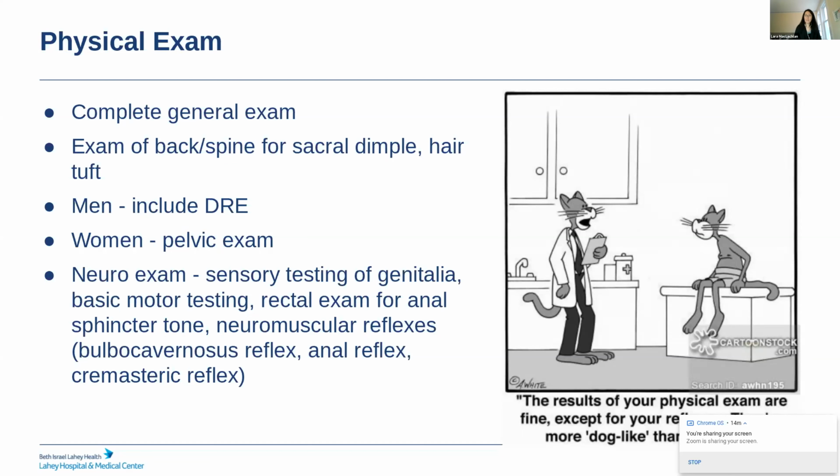An anal reflex, which would be stroking the skin around the anus or the perineum and looking again for an anal sphincter contraction. Or a cremasteric reflex, where in men you would stroke the inner thigh and look for the ipsilateral testicle to pull up.